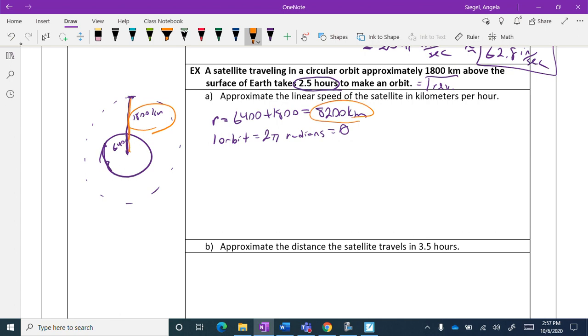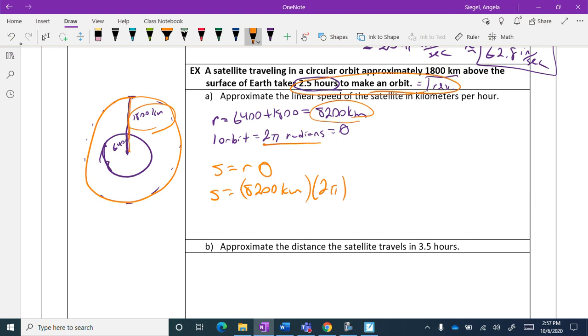And also, I already talked about this. It's going to complete one revolution, so that is 2 pi radians. That's our theta. So we're going to put this all together and say S equals R theta. So 8,200 kilometers times 2 pi for theta, and I get 16,400 pi. And does this bounce out again? This is just going to be kilometers.